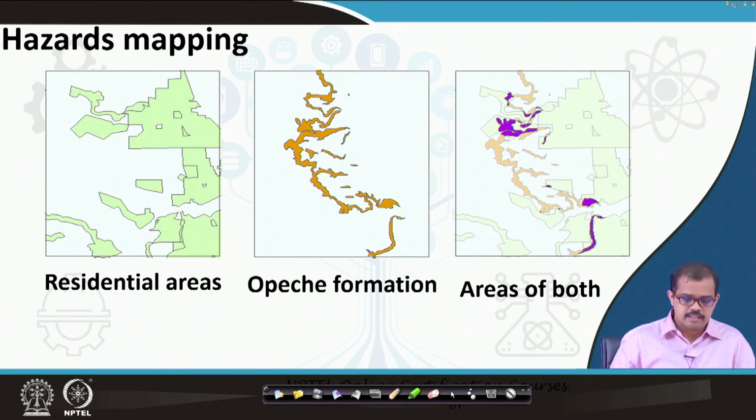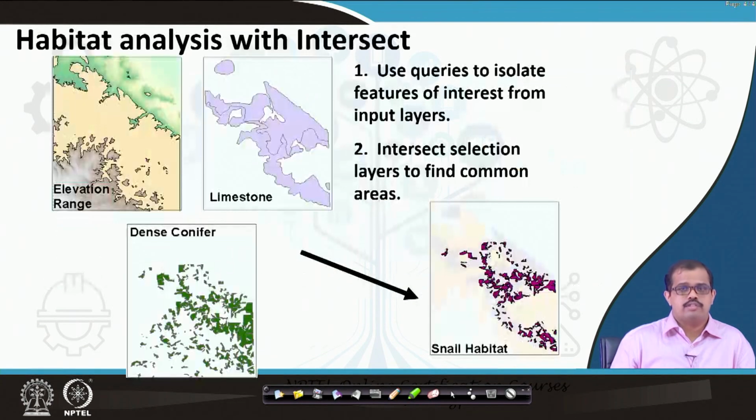You can apply this on hazards mapping. These are some examples adapted from Professor Price. And habitat analysis has extensive usage now in terms of how you look at habitat. Here it is a snail habitat which we are looking at.